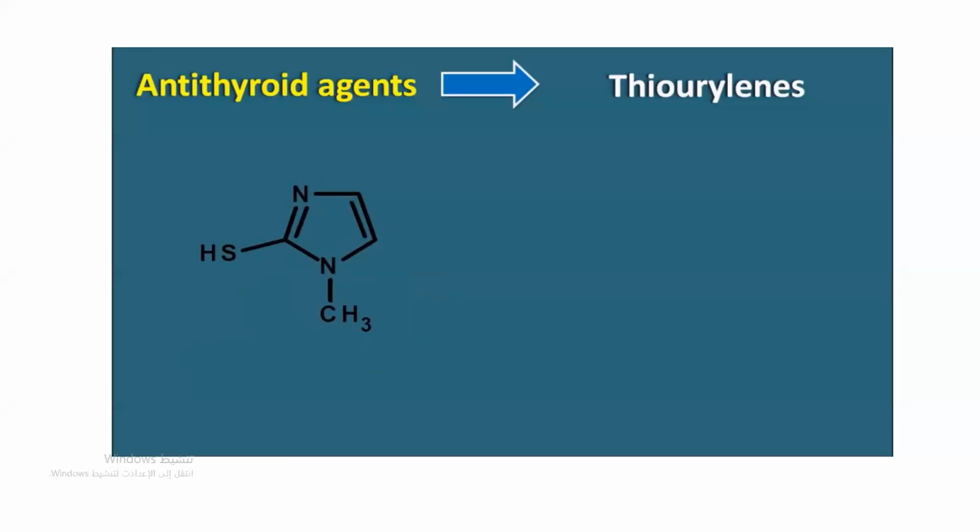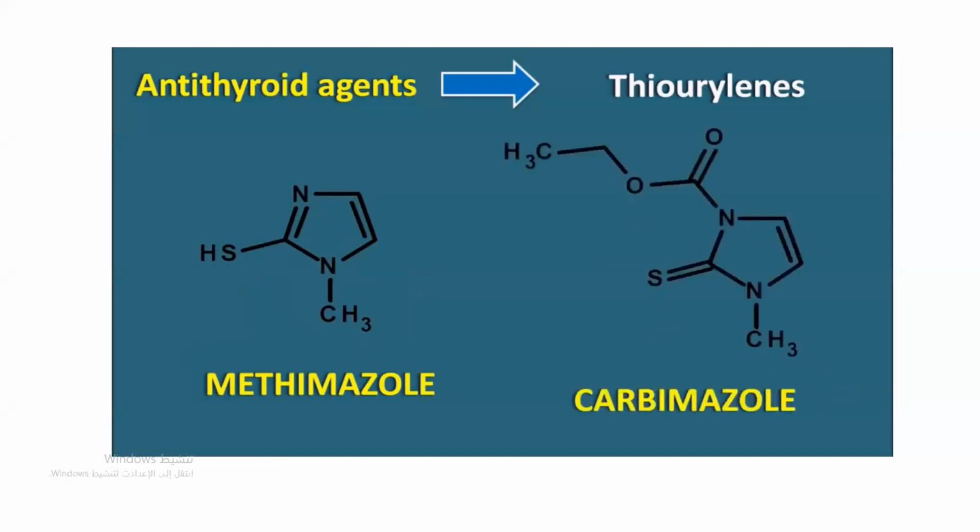Similarly, this is another structure which has an imidazole nucleus with a thiol group at the 2nd position. This is nothing but methimazole. So methimazole is nothing but 1-methyl 2-thioimidazole. Similarly, the second one is carbimazole. Carbimazole has a similar structure with an ethyl carboxylate ester at one of the nitrogens. So that is carbimazole. So these are the 3 drugs which are used as antithyroid agents.